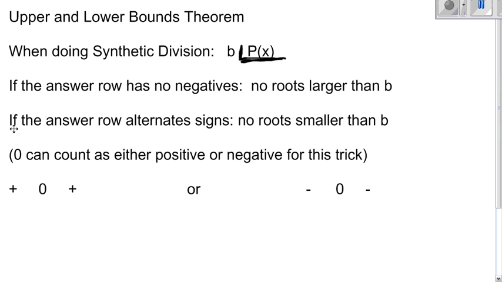Similarly, we could say if the answer row alternates signs, then there's no roots smaller than b. And for this, we can count 0 as either positive or negative. So, for example, positive, 0, positive, that would count as alternating. Or negative, 0, negative, we can count 0 as a positive if we need to, and that would count as alternating as well.